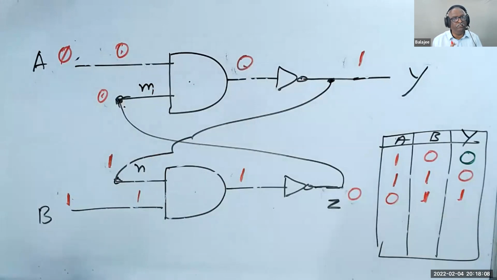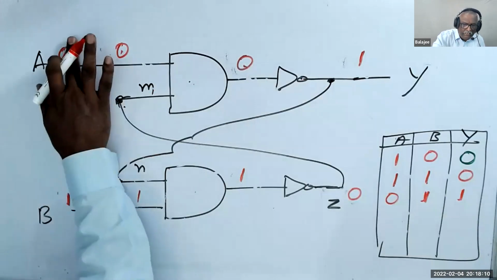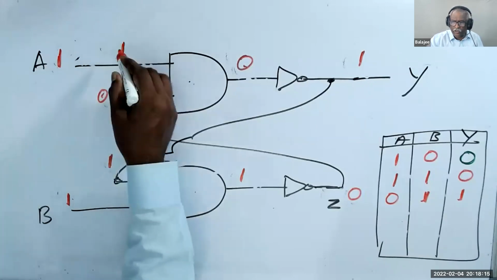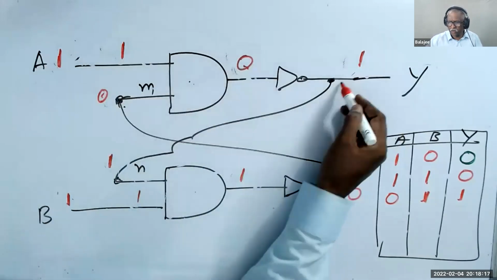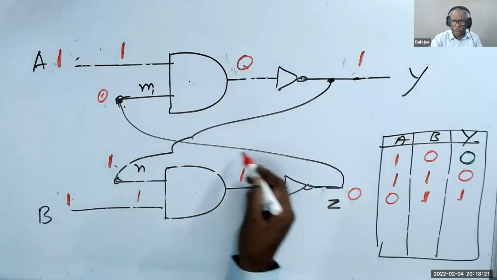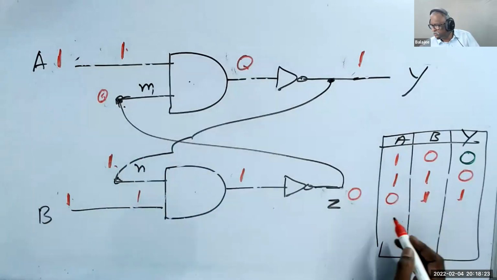Now I do one small change once again. I change only this to 1 input. This becomes 1. 1, 0, 0, 1. 1, 1, 1, 1, 0, 0, 1, 0. So the output is.